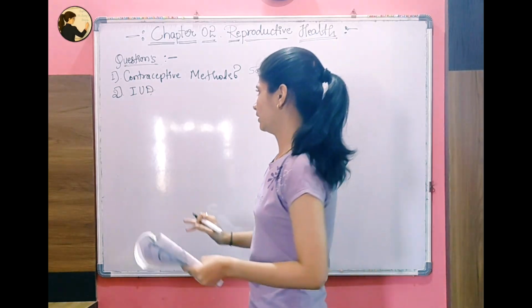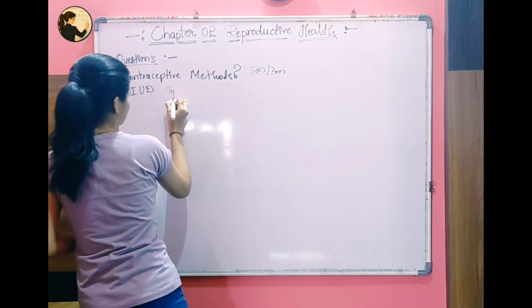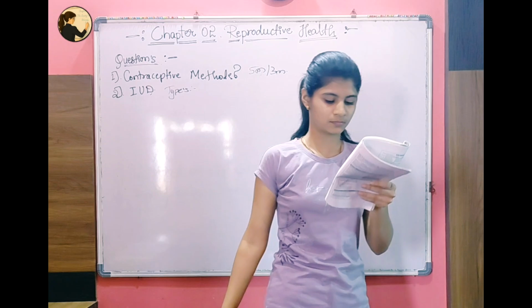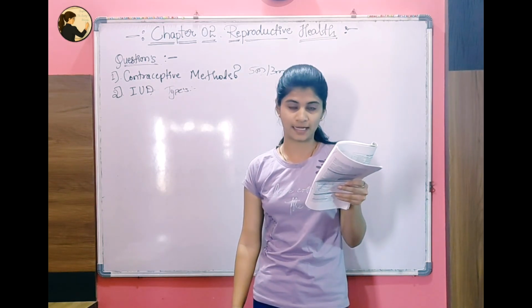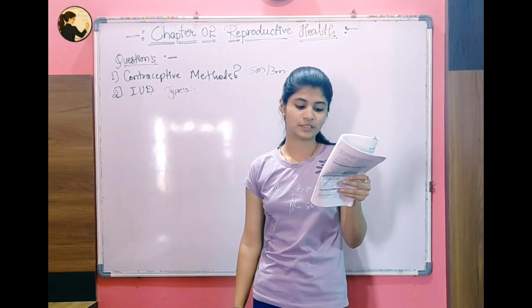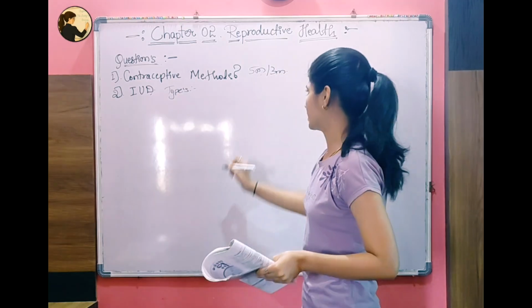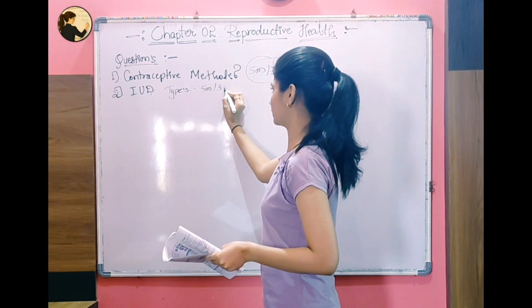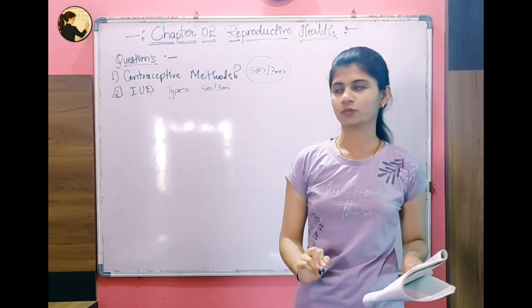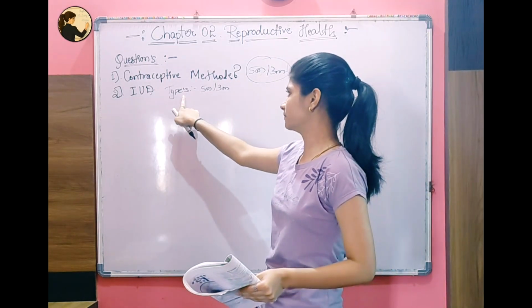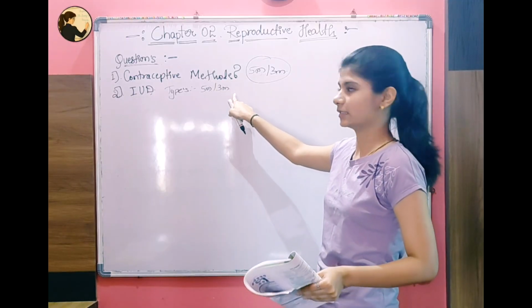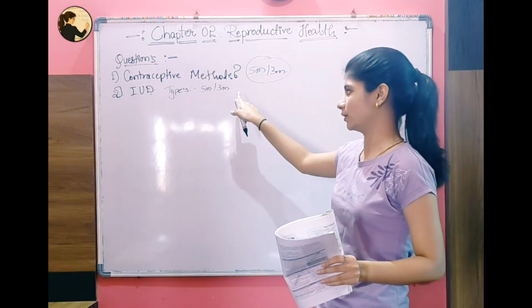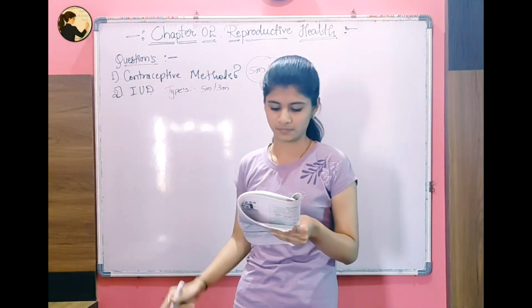Even the types are also there. What are the types of IUDs? They are non-medicated, then copper releasing IUDs, then hormone releasing. Same like this, it is either 5 marks or 3 marks. If they ask you to write only the types of IUDs, you get 3 marks. If they ask what is IUD and then write the types of IUDs, you get 5 marks. Easy.